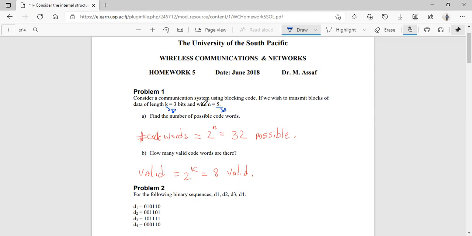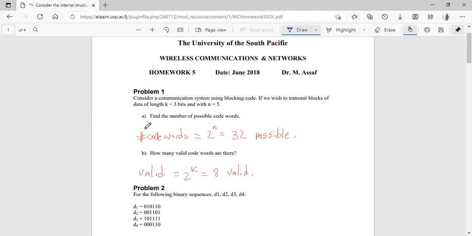So rather than telling you that it's 8 code words being transmitted, it is just telling you that the transmitting block of data is of length k = 3 bits. It's basically given in number of bits. So part A of this particular question.